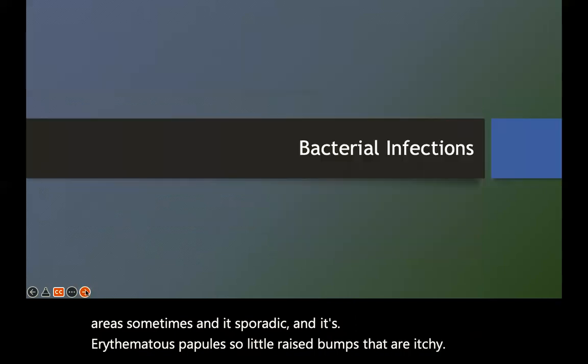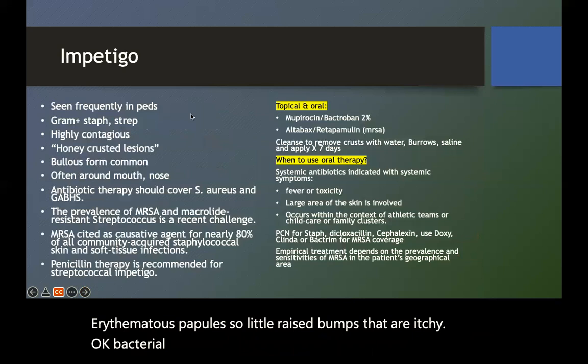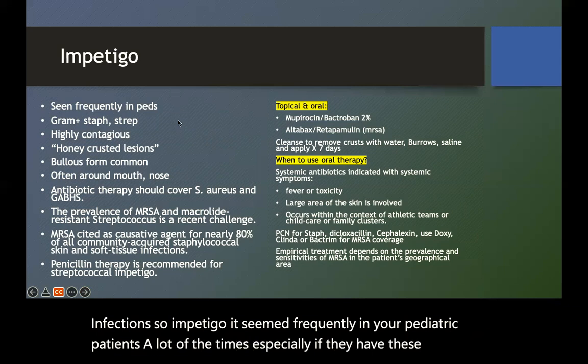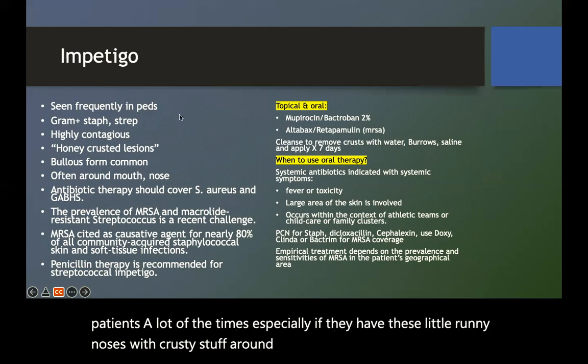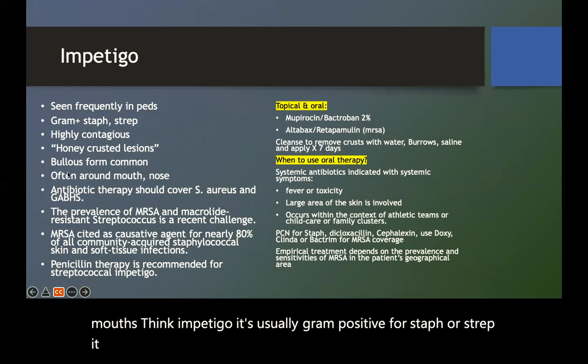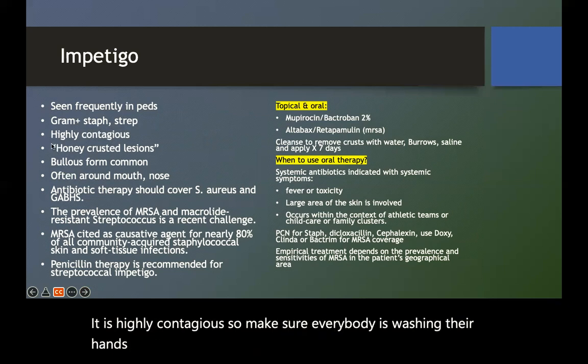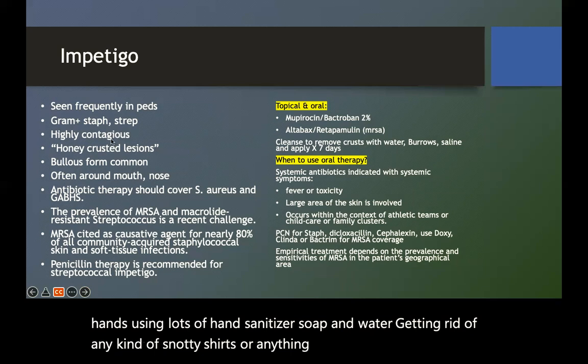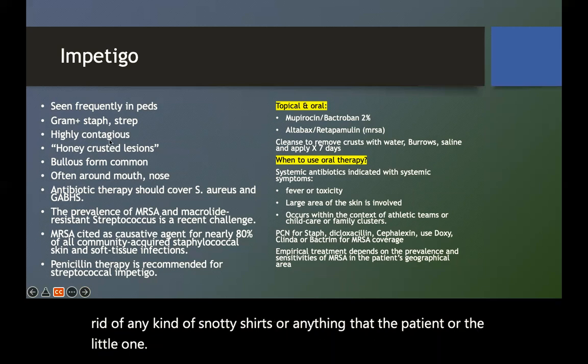Okay, bacterial infections. So impetigo, it's seen frequently in your pediatric patients a lot of the time, especially if they have these little runny noses with crusty stuff around their noses and the sides of their mouths. Think impetigo. It's usually gram-positive for staph or strep. It is highly contagious, so make sure everybody's washing their hands, using lots of hand sanitizer, soap and water, getting rid of any kind of snotty shirts or anything that the little one might have wiped their nose on, sleeves.